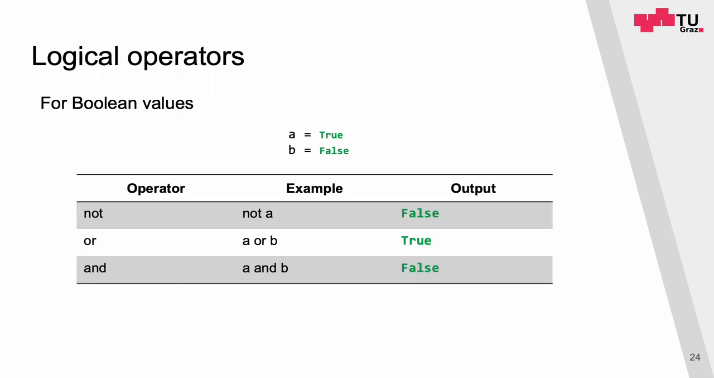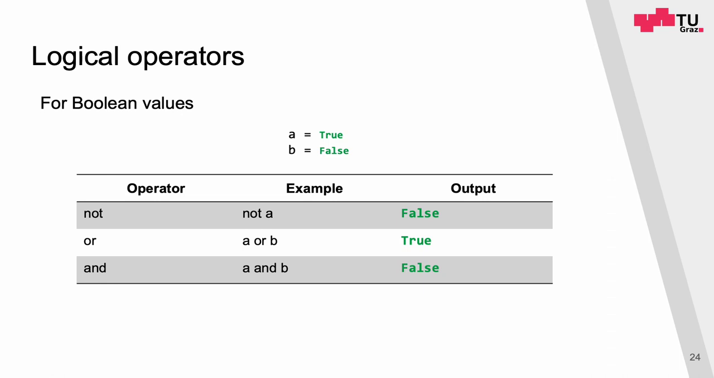And those are the most used logical operators which are available in Python: not, or, and. So for example, we can type not A, which will produce the output false. So it will invert the value that is in A. And since A is equal to true, if we calculate not true, the output is false.